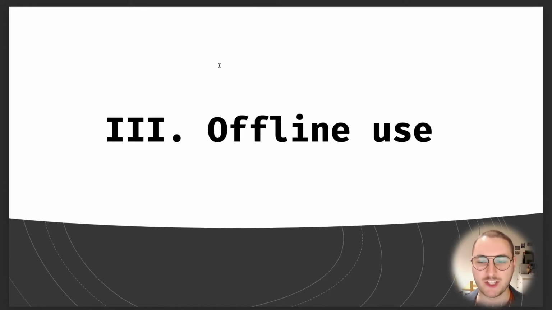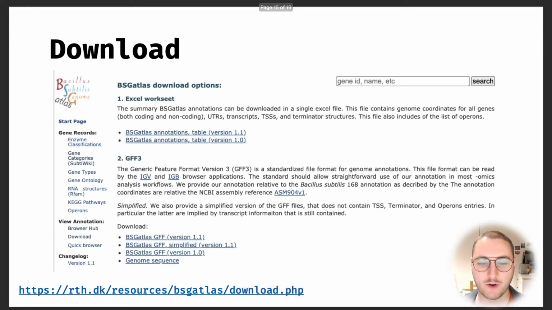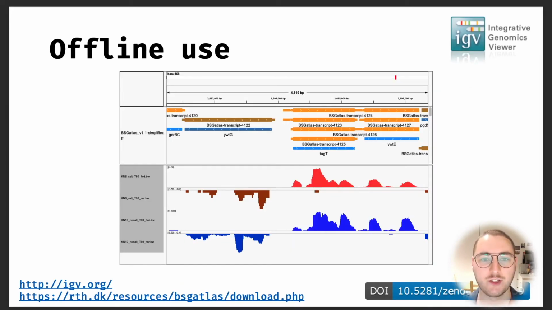How can we use the BSGatlas in an offline setting? On the BSGatlas website, we have a download page in which you can download the annotation in an Excel file format. However, you can also choose the GFF file format. This file is remarkable as it contains the entire annotation in a single file, but also preserves the relationship between annotations. Thus, you can use this file on your local machine with, for instance, the Integrative Genomics Viewer, which also allows you to load transcriptome coverage files, similar to what was just shown earlier. However, this file can also be used for more advanced analyses, such as differential gene expression analysis.